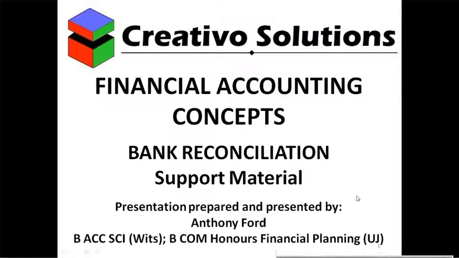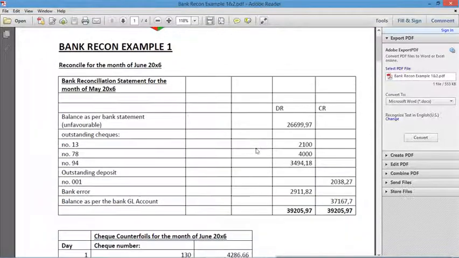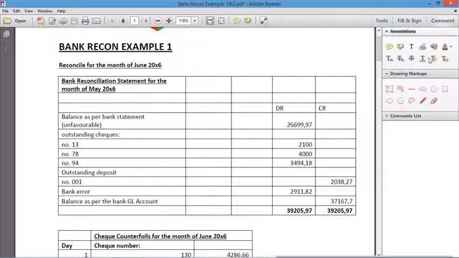Alright, so bank reconciliation. Let's look at the question that I've created for you. Okay, bank reconciliation, example number 1. The task in this particular question is to reconcile for the month of June. Alright, so I need to have a look at what information the question has given me.